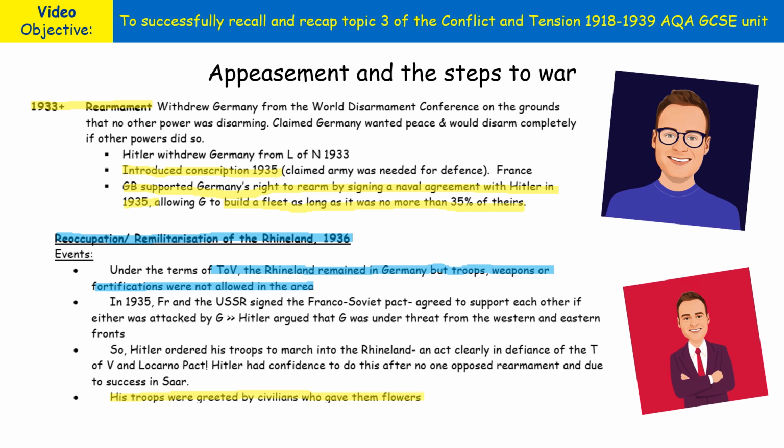and remilitarize the Rhineland. However, when the German soldiers marched into the Rhineland, they were actually greeted by German civilians who gave them flowers, and it was seen as a real success and a real coup for Hitler at this time.